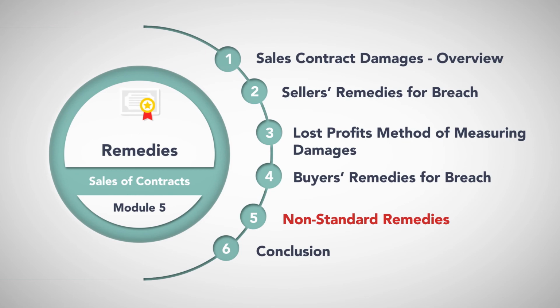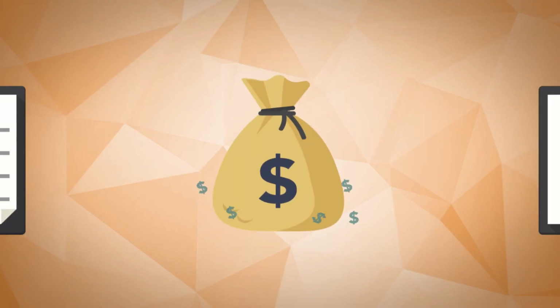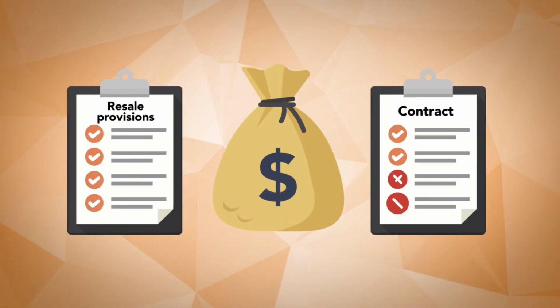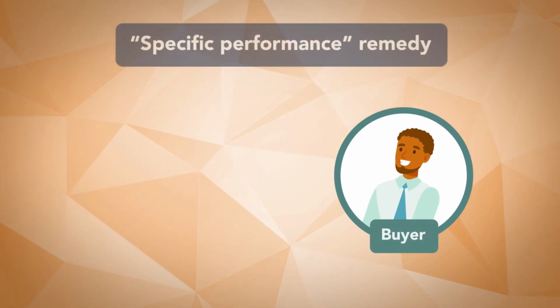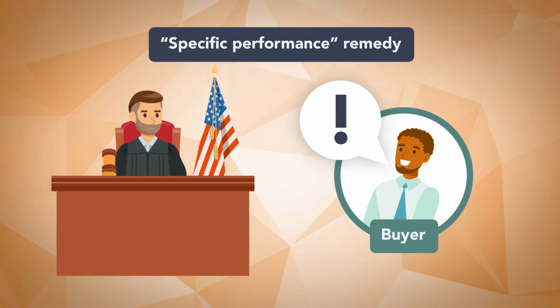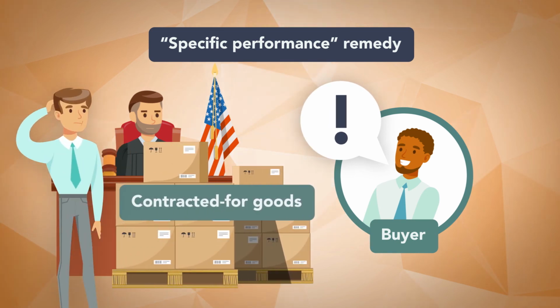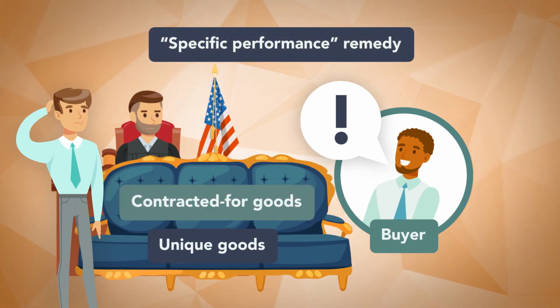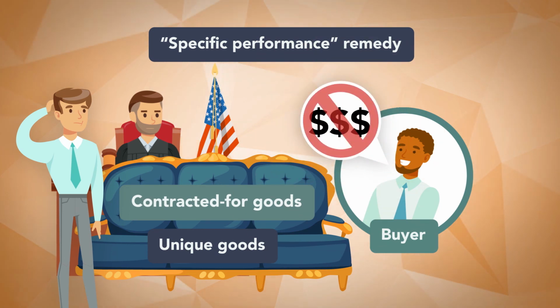Non-standard remedies. Sometimes a monetary payment will not suffice to give the buyer the benefit of her bargain. In such a case, the buyer may seek a specific performance remedy, which means the buyer asks the court to compel the seller to turn over the contracted for goods. Since monetary damages are the preferred contract remedy, specific performance is only available in the case of unique goods, where money does not adequately convey the benefit of the bargain.